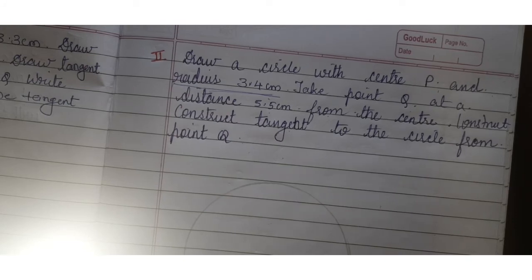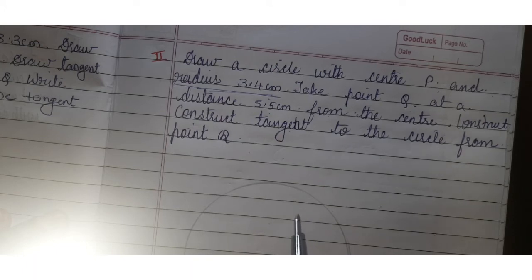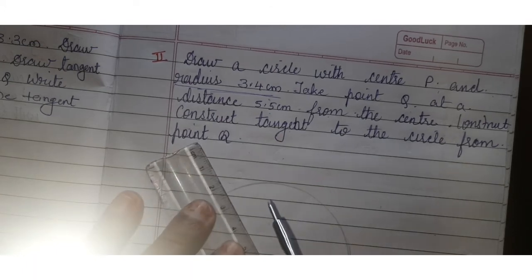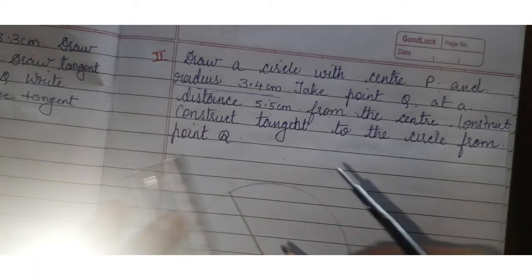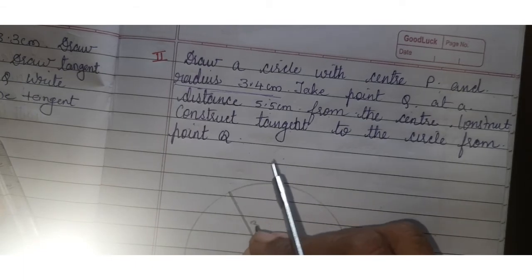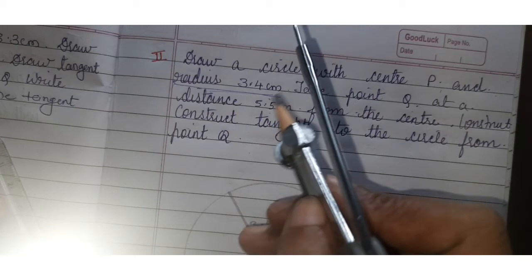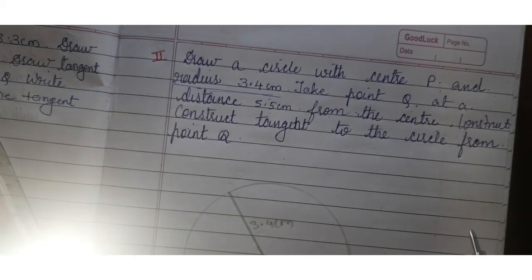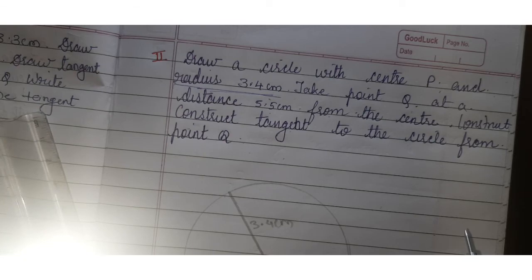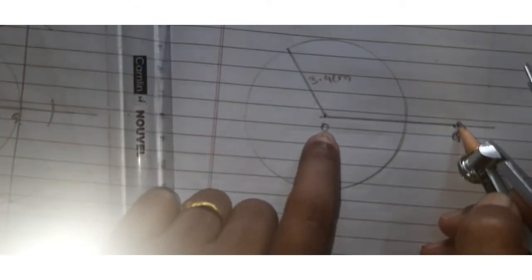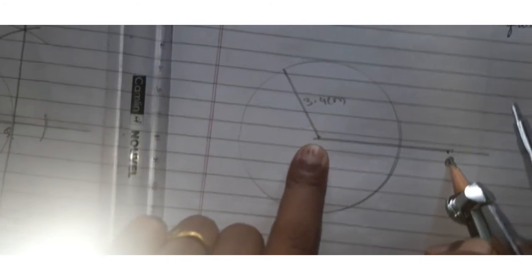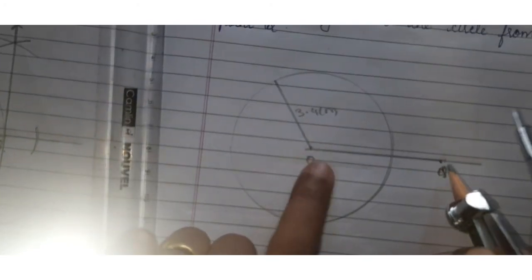Right? Now what I have to do? So this I'll name it as O. So this radius is 3.4 centimeter. Now whenever we are drawing the tangent to the circle from the point outside the circle, first you have to draw the perpendicular bisector of OQ. Okay, first you have to draw the perpendicular bisector of OQ, somewhat this kind of figure you are going to get.